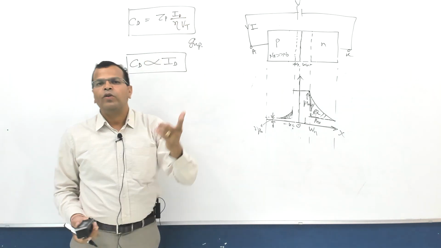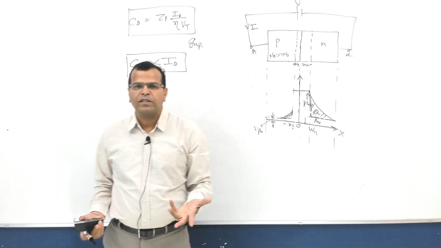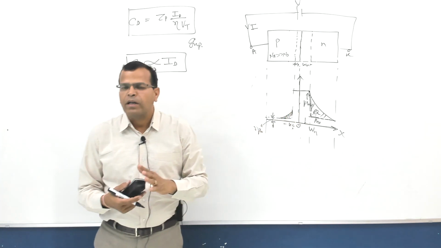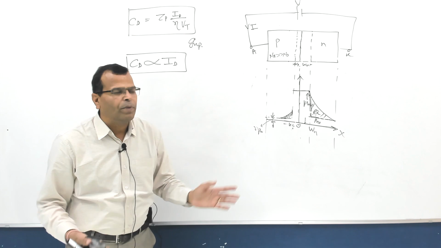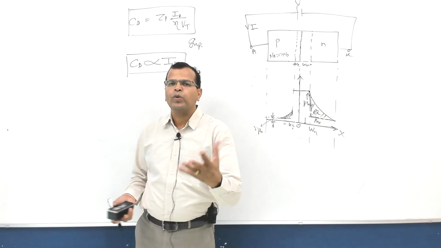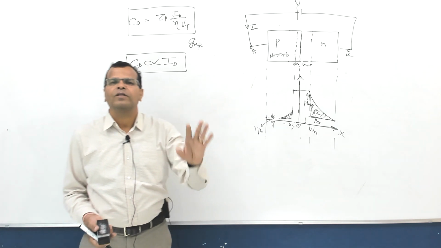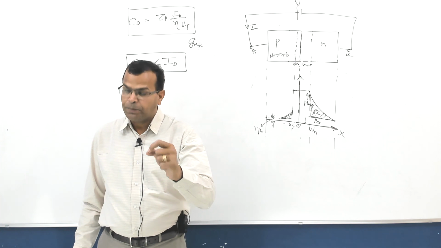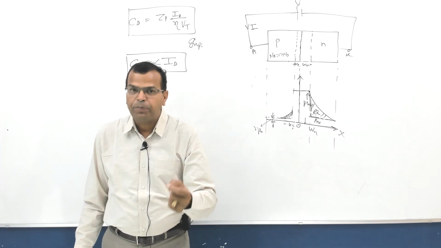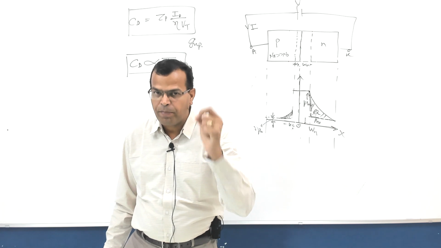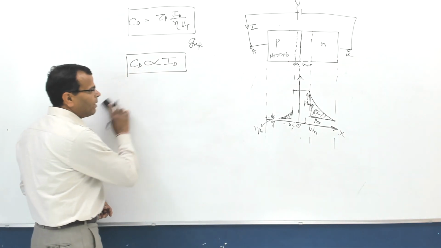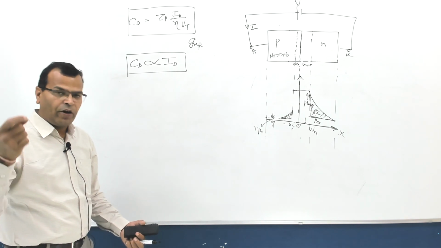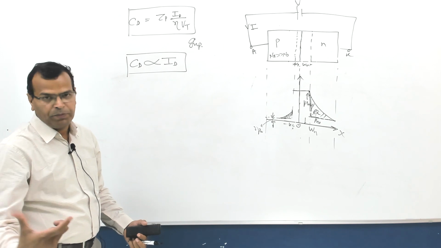When there is no current, there is no diffusion capacitance because there won't be any stored charges. When junction is not forward biased, rather open circuit or reverse bias, there are no stored charges, there is no diffusion capacitance. So that means diffusion capacitance plays an important role when the diode is forward biased. When diode is reverse biased, it is transition capacitance which plays an important role.